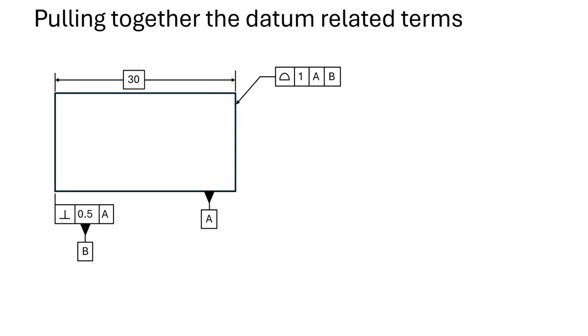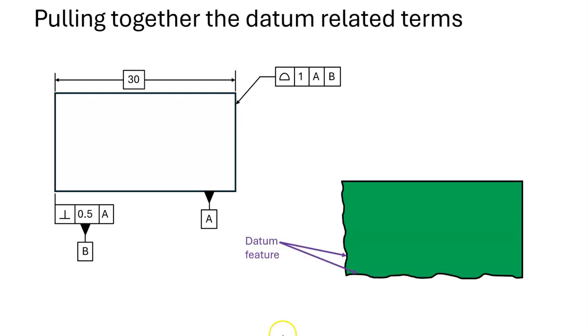Today we are going to talk about datums, datum feature simulators, and simulated datums. The drawing has datum feature symbols indicating that the bottom surface of the part is datum feature A and the left side is datum feature B. The datum features are the imperfect physical surfaces of the part.